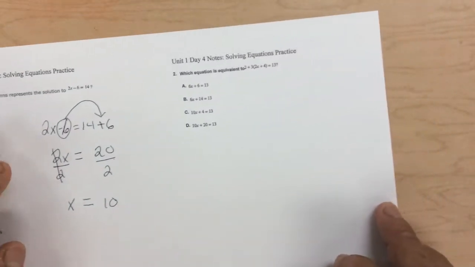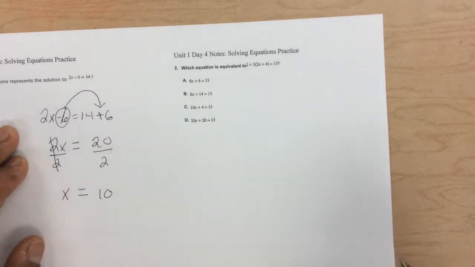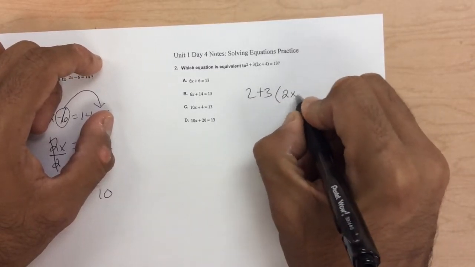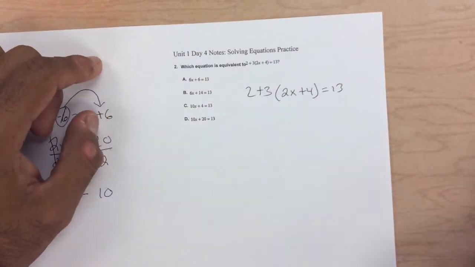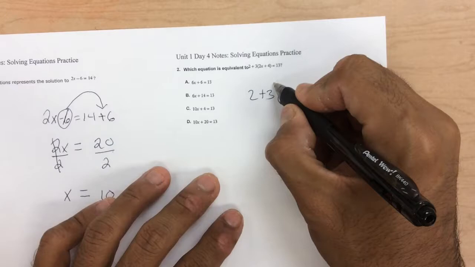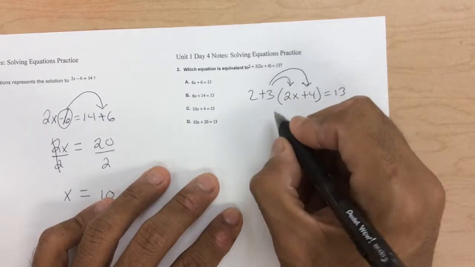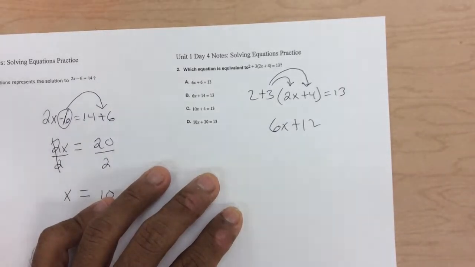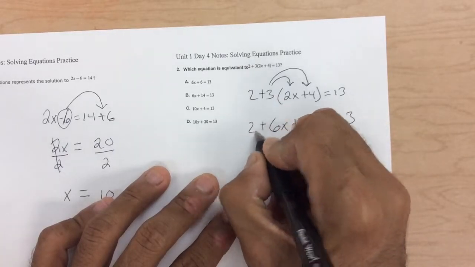Okay? Number 2. Which equation is equivalent to 2 plus 3 times 2x plus 4 equals 13? I'm going to rewrite this problem so I can have some space to work it out. Now, remember, the first thing you always want to do is get rid of the parentheses. If there's parentheses, get rid of them. So I'm going to apply the distributive property. So I'm going to do 3 times 2x is 6x. 3 times 4 is 12. Now, everything else I haven't used, I'm going to bring it down. So the equals 13 and then the plus 2.